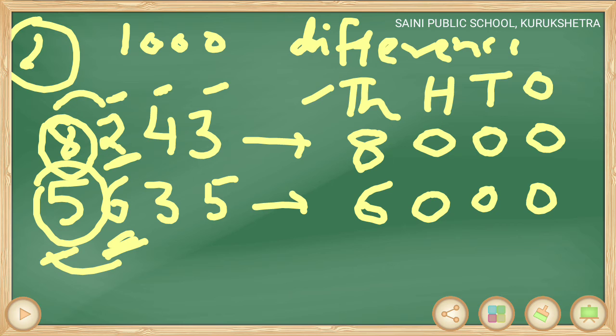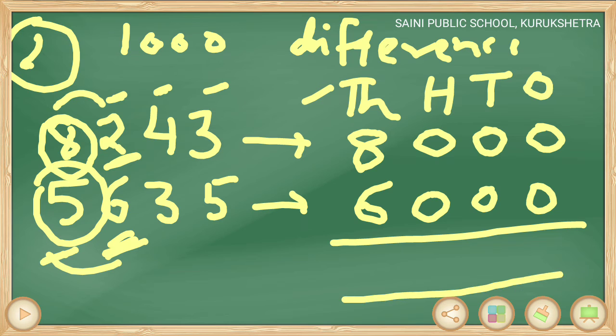Now there is no digit on the left side of the rounding off place, so our rounding off is complete. So when we round off 8243, we get 8000, and when we round off 5635 to the nearest thousand, we will get 6000. Now we will find the difference. Difference means minus, subtraction. So put a sign of minus here.